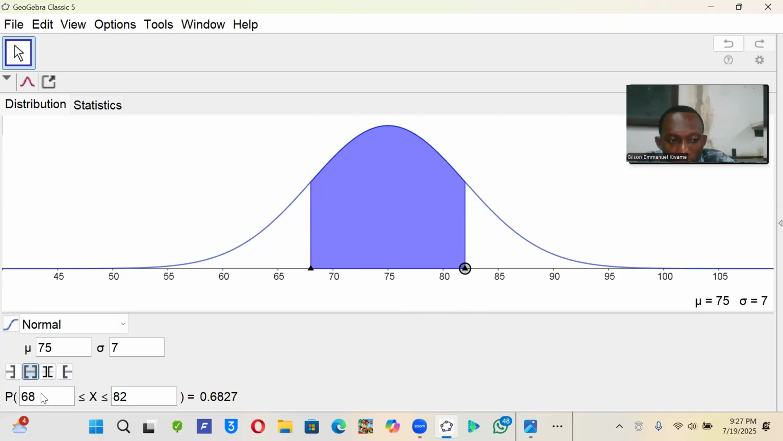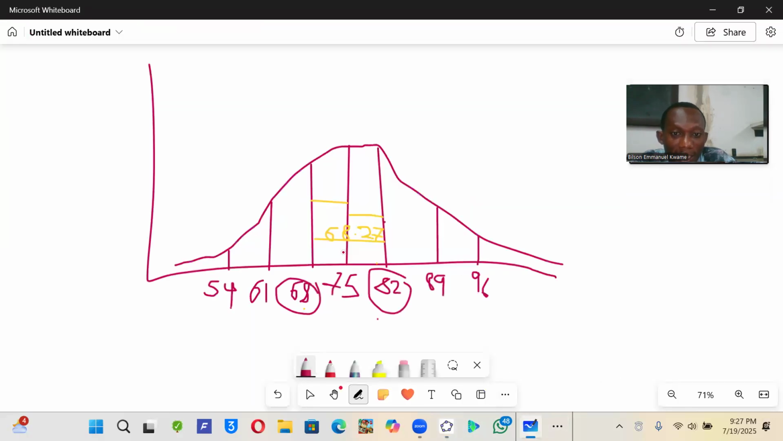This here. Okay, so you can see that those who had 68 to 82, you get it? I did the calculation in here without knowing what even the GeoGebra app is going to give me, right? So you remember that when I came to my board, I wrote this. It is going to give us 68.27.